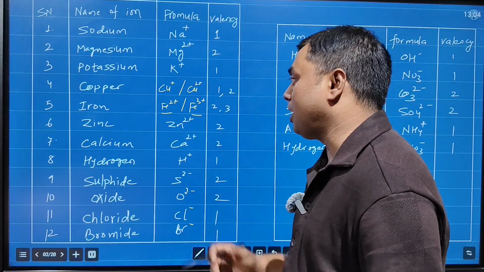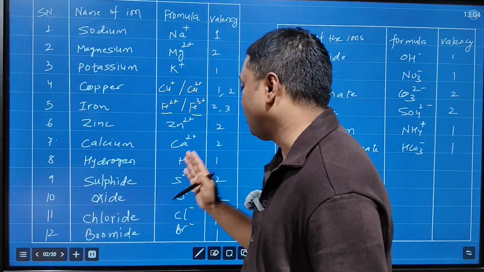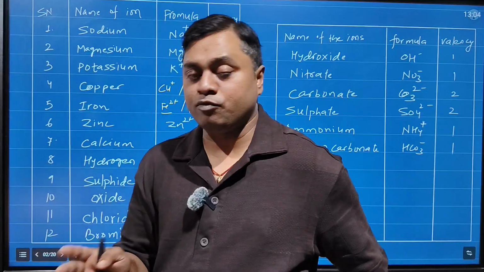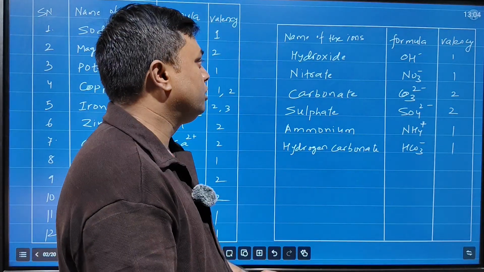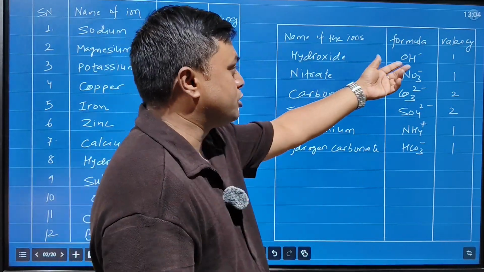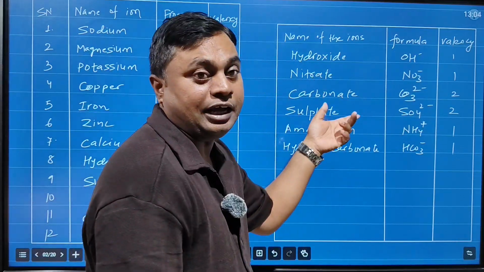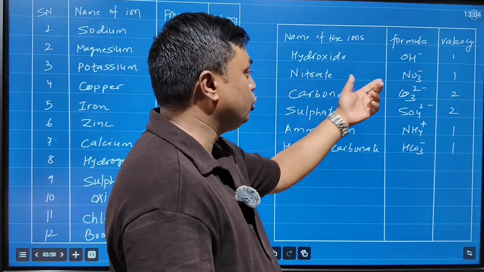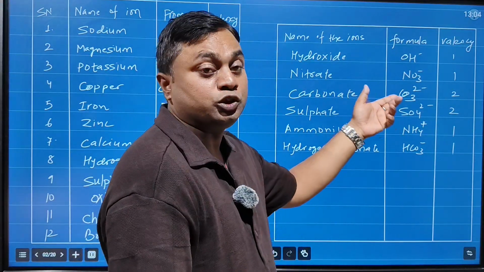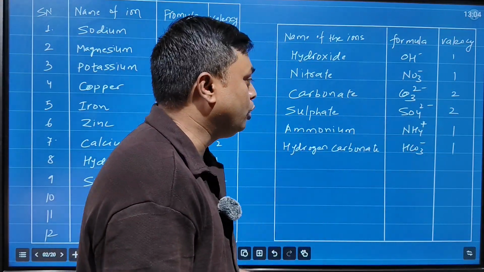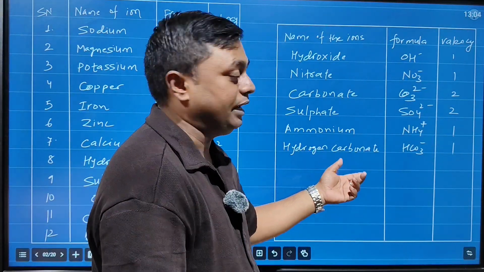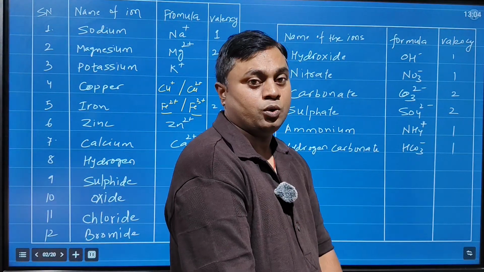Generally positive ions are called cations and negative ions are called anions. We learnt this in the 9th grade, right? And apart from this, you should know some radical names also, like hydroxide OH- valency is 1, nitrate NO3- valency 1, carbonate CO3 2- valency is 2, sulfate SO4 2- valency is 2, ammonium NH4+ valency is 1, hydrogen carbonate or bicarbonate HCO3- valency is 1.